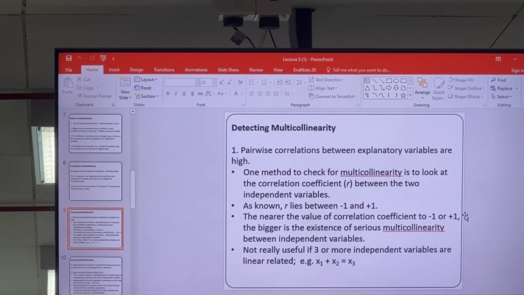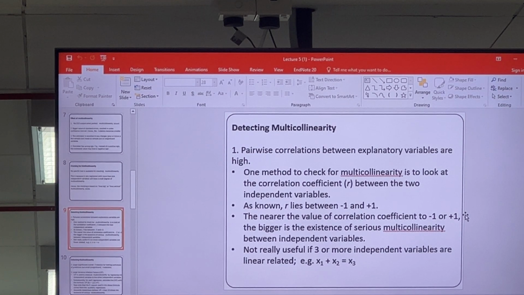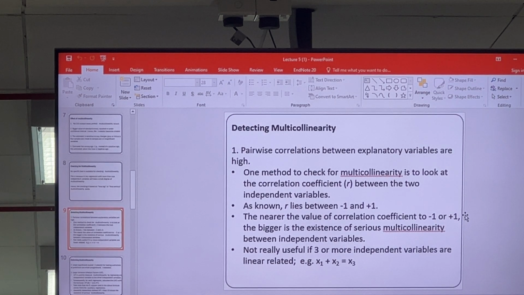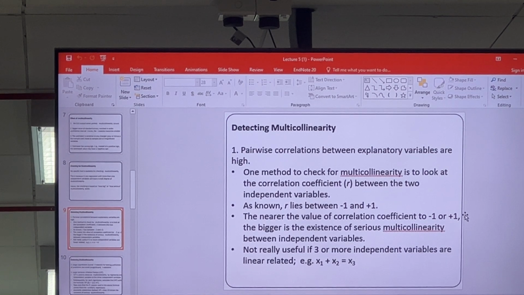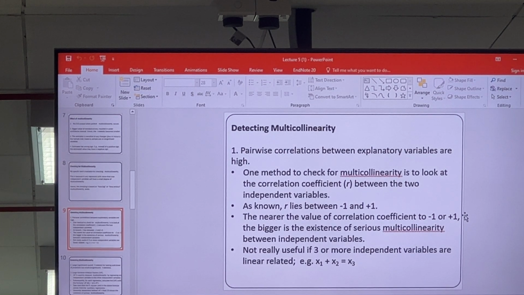So how to detect? There are a number of ways that we can use to identify if there is a problem of collinearity, and how serious. The first one is checking the correlation between independent variables. Let's say you have three X's in the model, then you check the cross correlation between x1 and x2, x1 and x3, and x2 and x3. That's why we have pairwise correlation between explanatory variables.